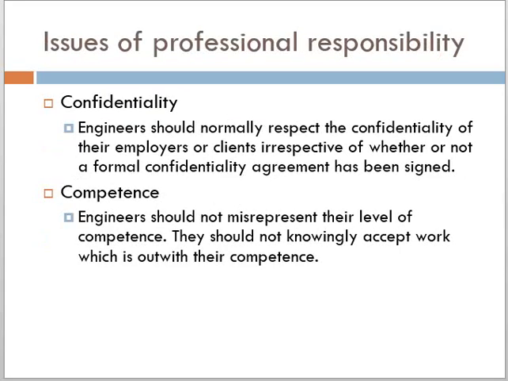Issues of professional responsibility. Here are two components: confidentiality and competence. Confidentiality means the software works properly, that what the users deal with matches all the requirements of the owner of the software properly; that is known as confidentiality. And competence means that engineers should not misrepresent their level of competence.